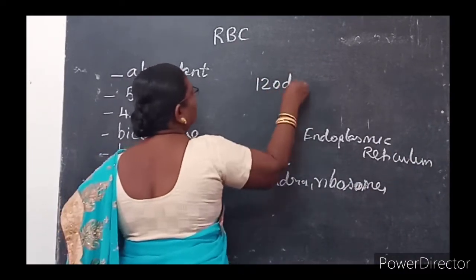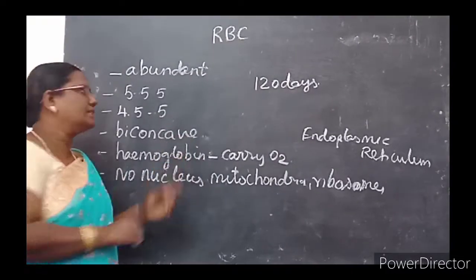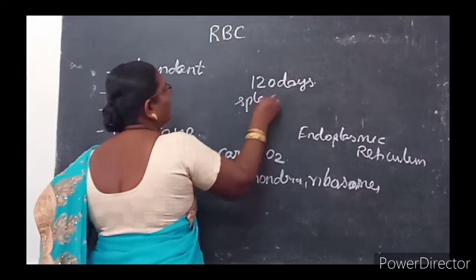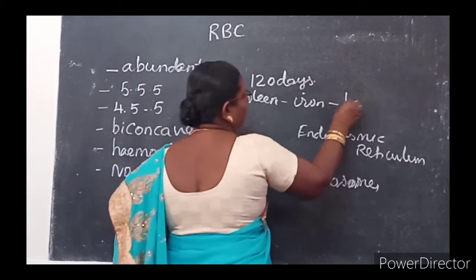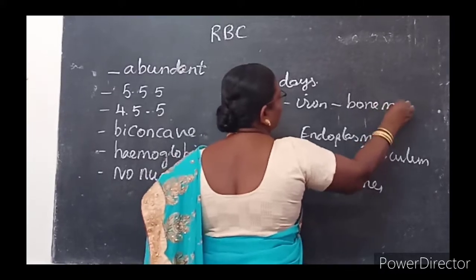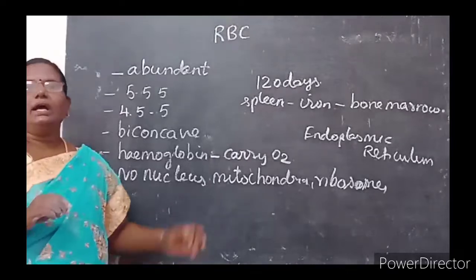It's a question. After this period, they are destroyed in the spleen. The iron is again returned to the bone marrow, so again they are differentiated from the stem cells.